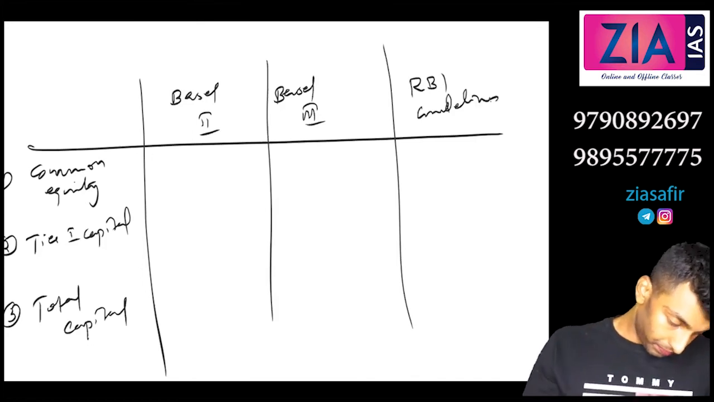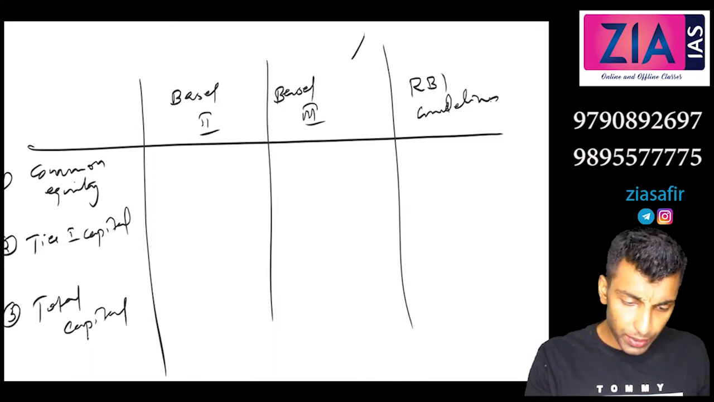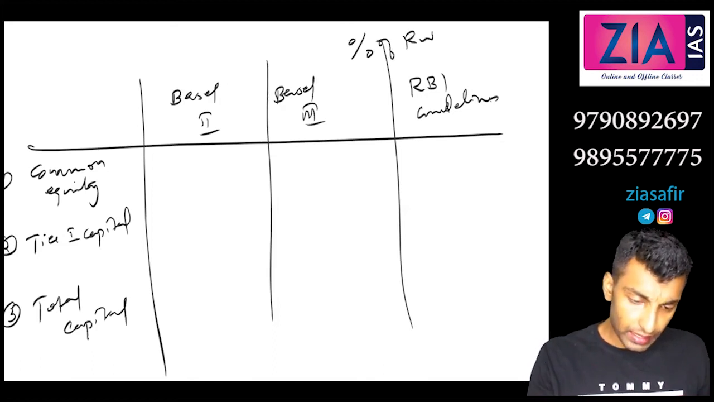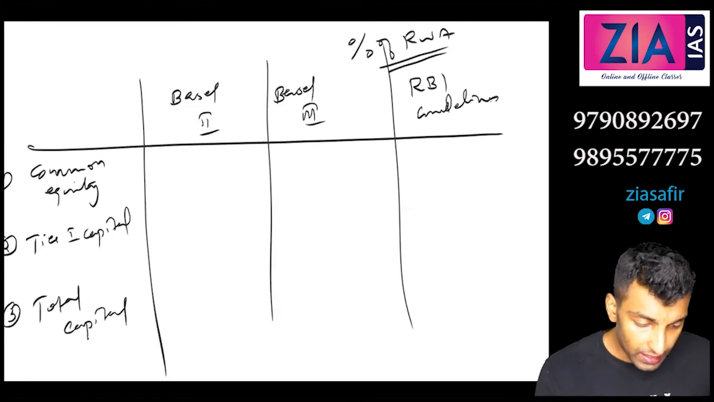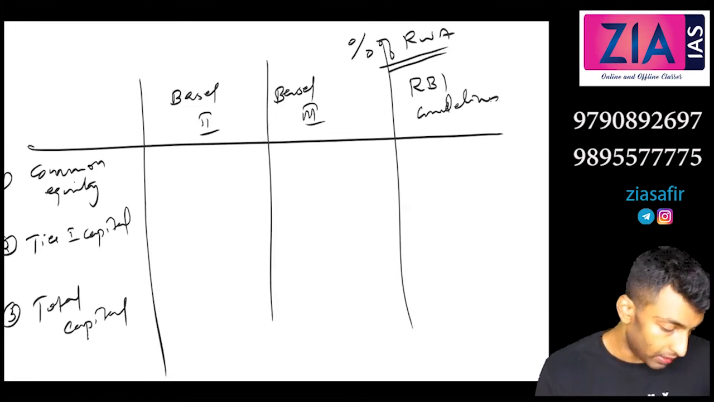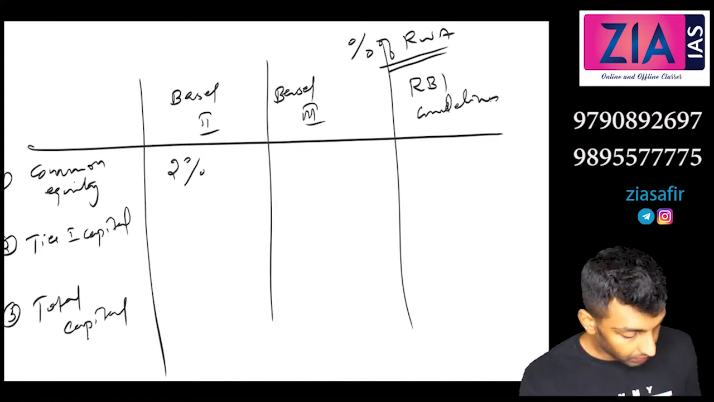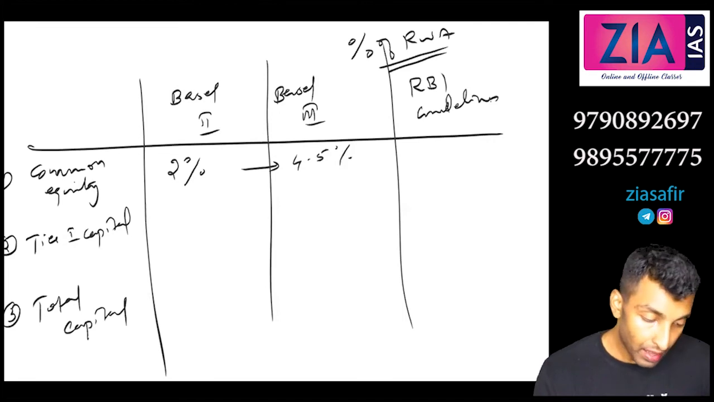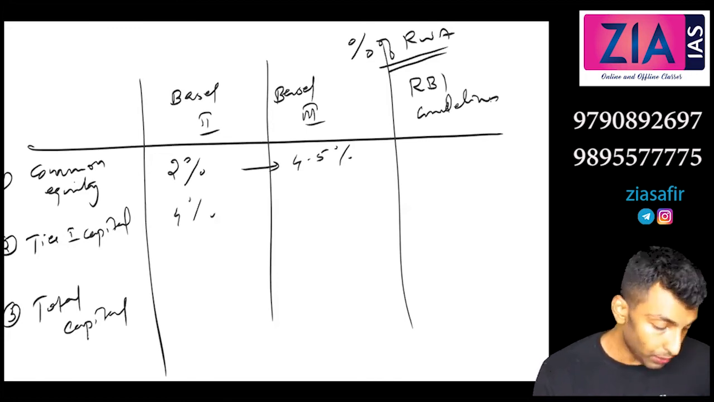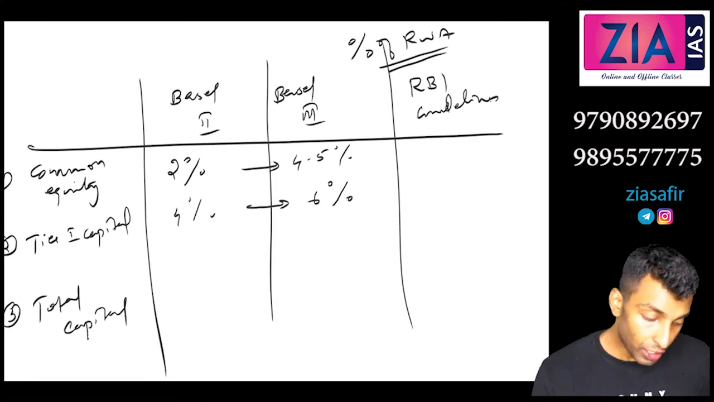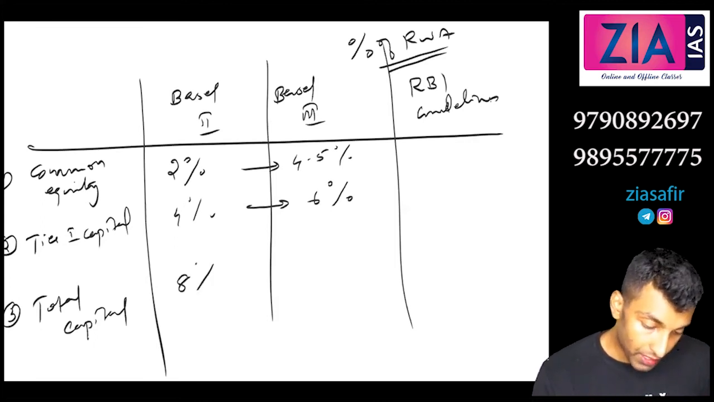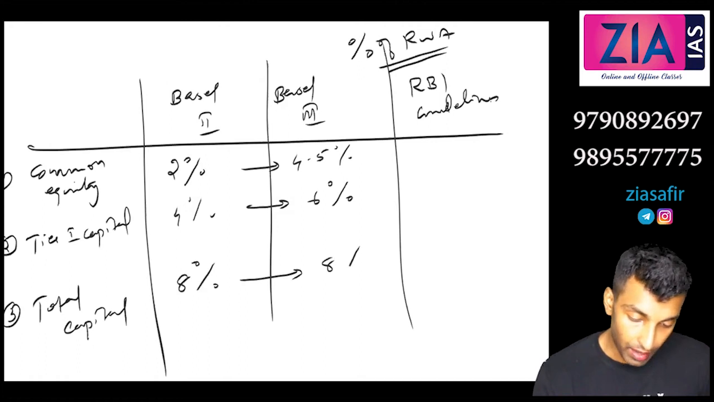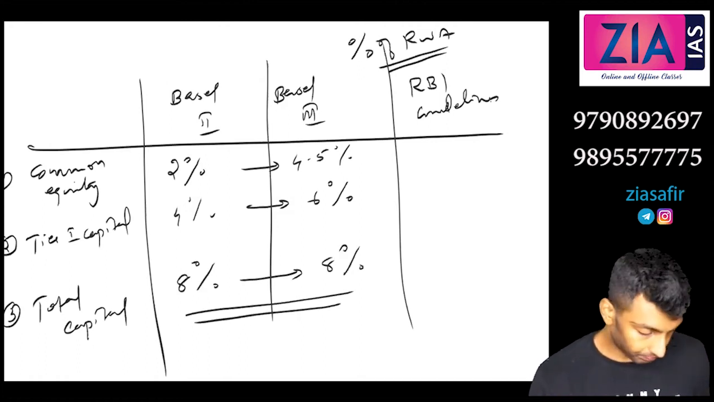Okay, so everything is given as a percentage of risk weighted assets. Okay, so common equity, that means the owner's capital, exactly owner's capital, that is 2%. It was actually increased to 4.5% because that should be more. And then tier 1 capital, which includes the preference shares also. So total it is 4%. It is increased to 6%. Total capital 8%. That remained the same. Total capital, there is no change.